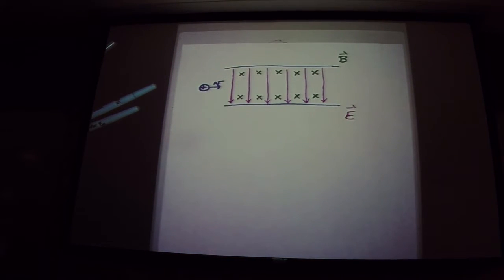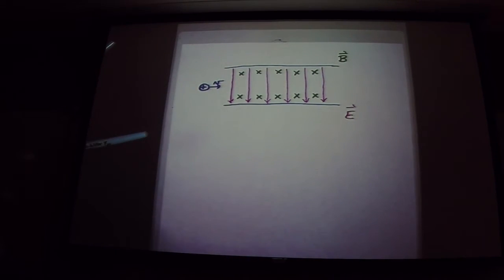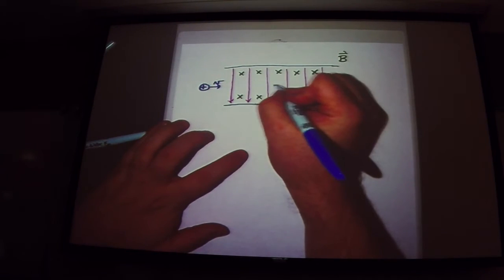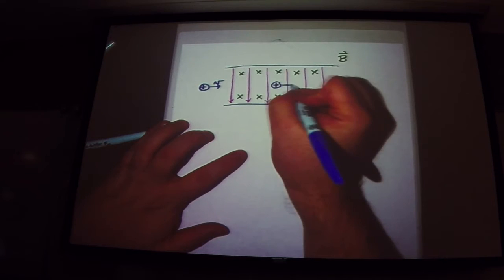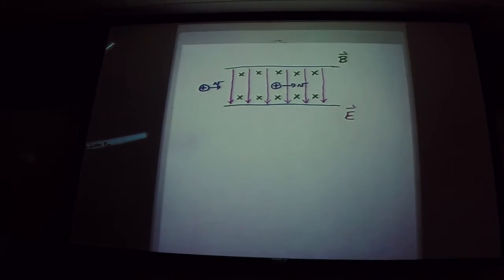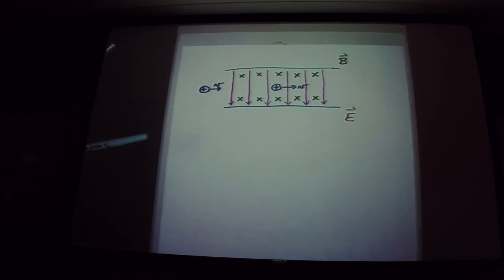When the charged particle is inside of this region, let's take a look at the forces on it. So let me draw it inside this region. Look at the forces on it. Okay, first of all, the electric force. In which direction will the electric force be?